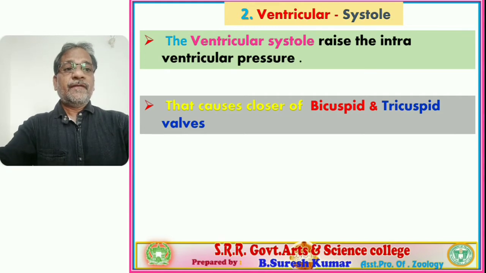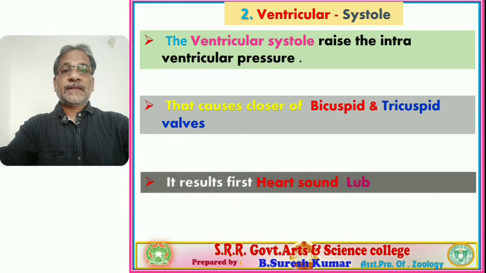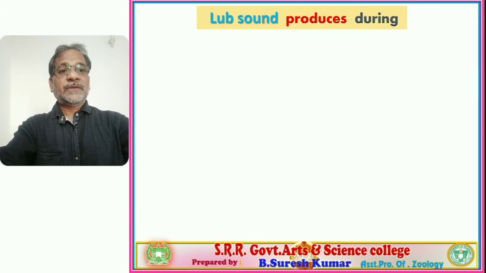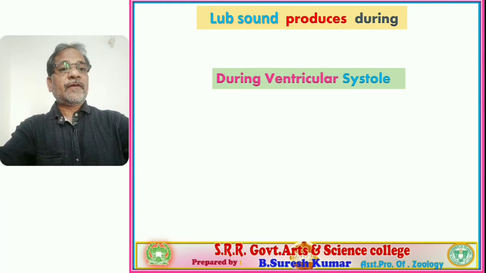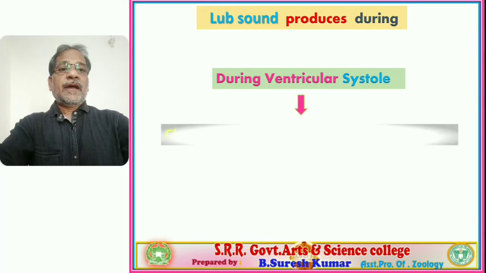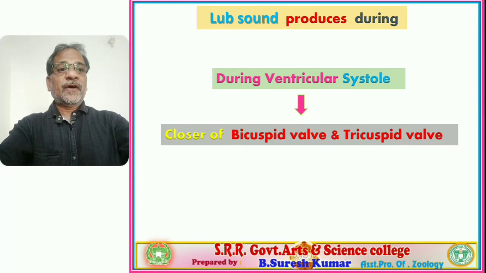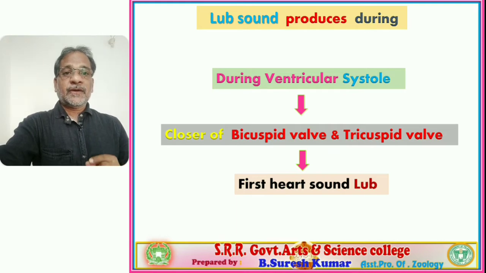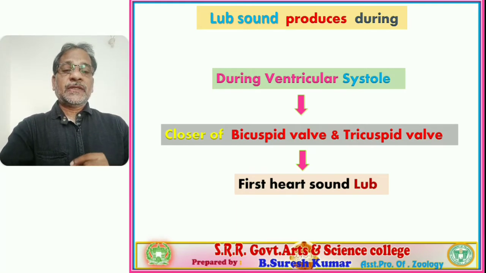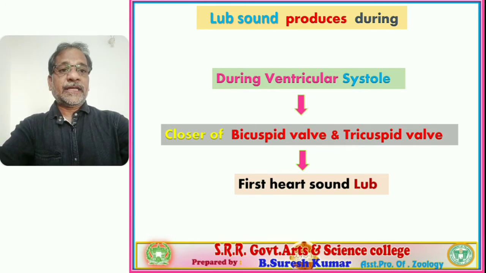During this time, we notice a sound, that is the first heart sound. It is lub. So the first heart sound is what? Lub. The lub sound is produced during ventricular systole, at the time of closure of the bicuspid valve and tricuspid valve. So it is the first heart sound. That is the origin of the lub sound: it arises during ventricular systole at the time of closure of the bicuspid and tricuspid valves. It is very, very important, students ask it in entrance examinations.